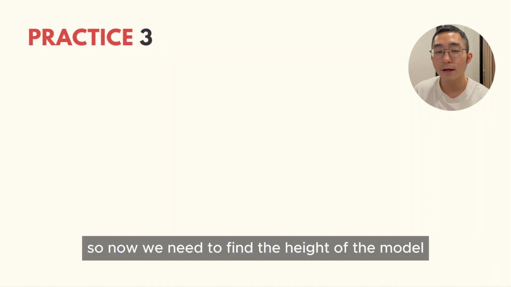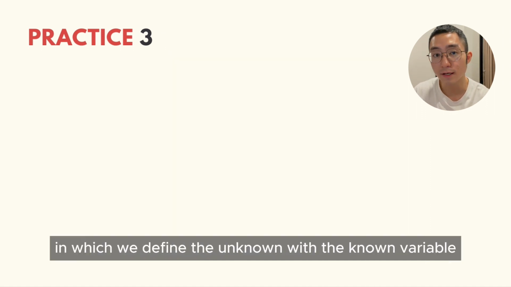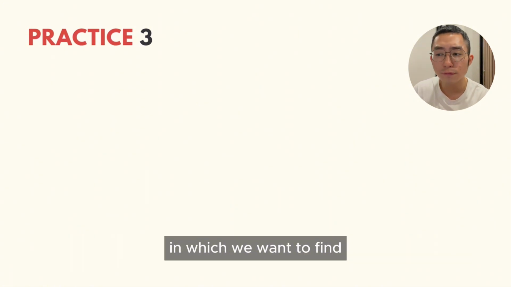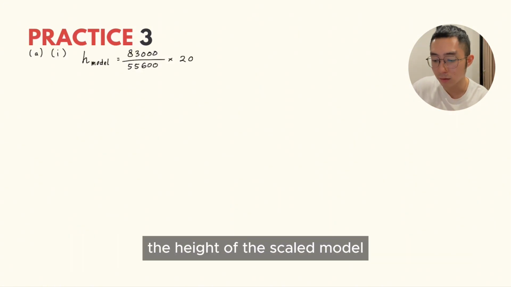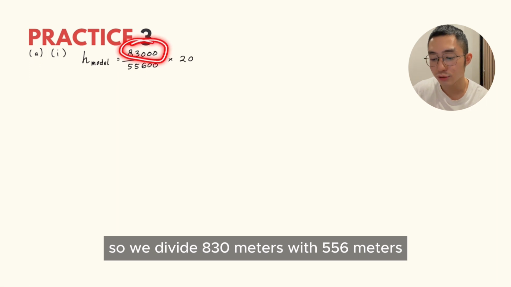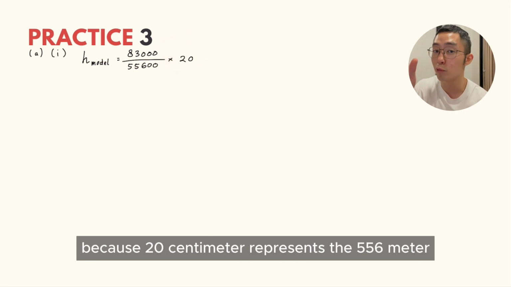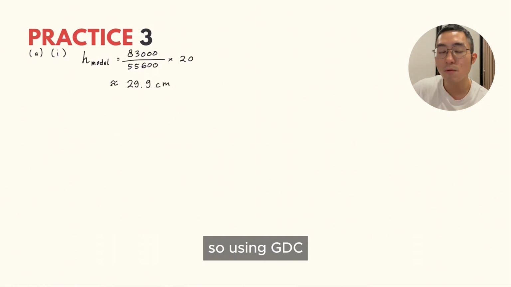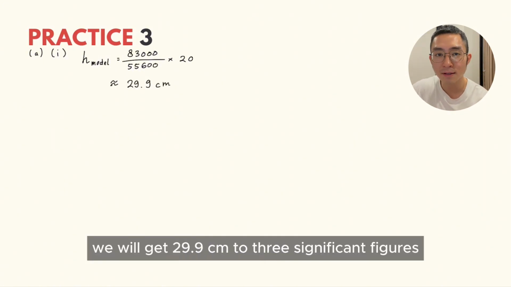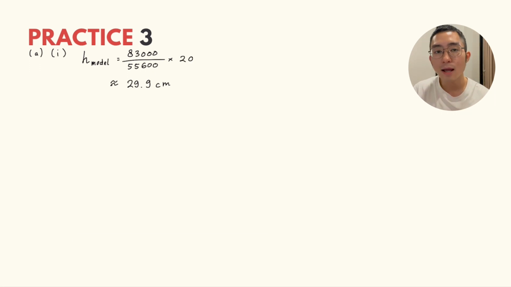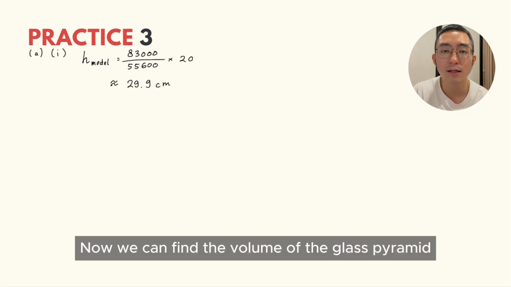So now we need to find the height of the model, in which we divide the unknown with the known variable, in which we want to find the height of the scaled model. So we divide 830 meters by 556 meters, and then we multiply that by 20 centimeters because 20 centimeters represents the 556 meters. So using the GDC, we will get 29.9 centimeters to 3 significant figures. Now we can find the volume of the glass pyramid.